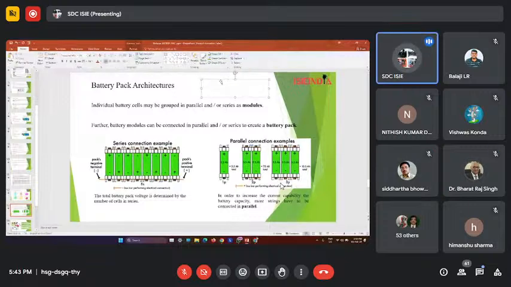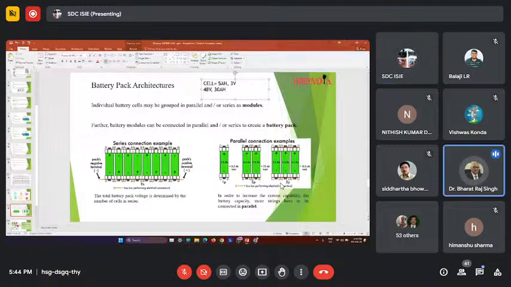In parallel. So now let's say I need to create a battery pack. Let's say I have a cell of 5 ampere hour and 3 volt, and I need to create a battery pack of 48 volt and 30 Ah. Can anyone tell me how I should do this?